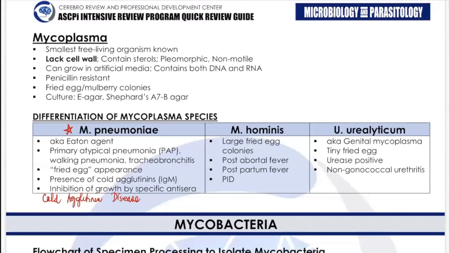Then we have Mycoplasma hominis. It has large fried egg colonies. Okay? So usually, fried egg yung colonies nila. Associated with post-abortal fever, postpartum fever, and pelvic inflammatory disease. And lastly, we have Ureaplasma urealyticum, also known as genital mycoplasma. It has tiny fried egg colonies, urease positive, and the causative agent of non-gonococcal urethritis. So yan po yung ating mga members ng mycoplasma.